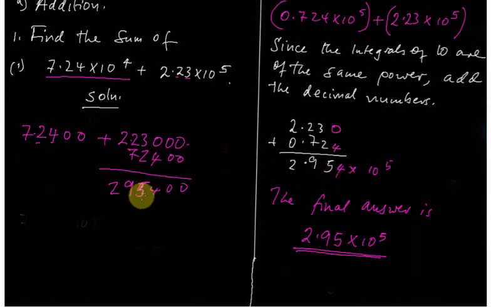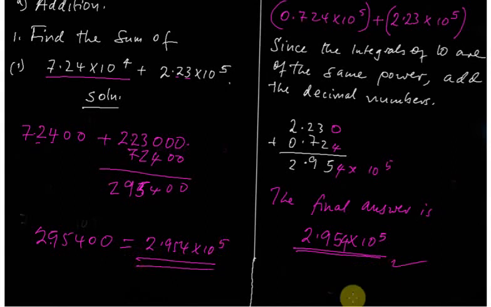So the final answer is 295,400. There is 4 here now. If it is written in standard form, moving 1, 2, 3, 4, 5 places gives you 2.954 times 10 to the 5, the same as the other method. So this is very important. You do it this way if you cannot change to the bigger power, or you are not sure how to change it.